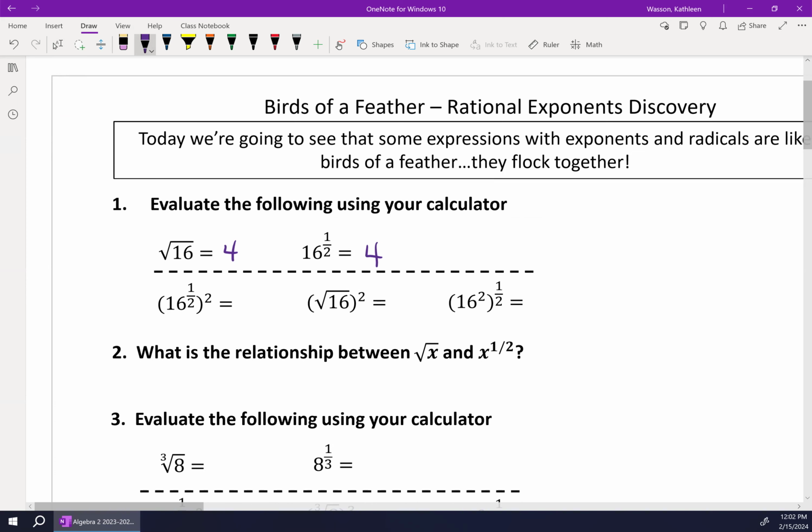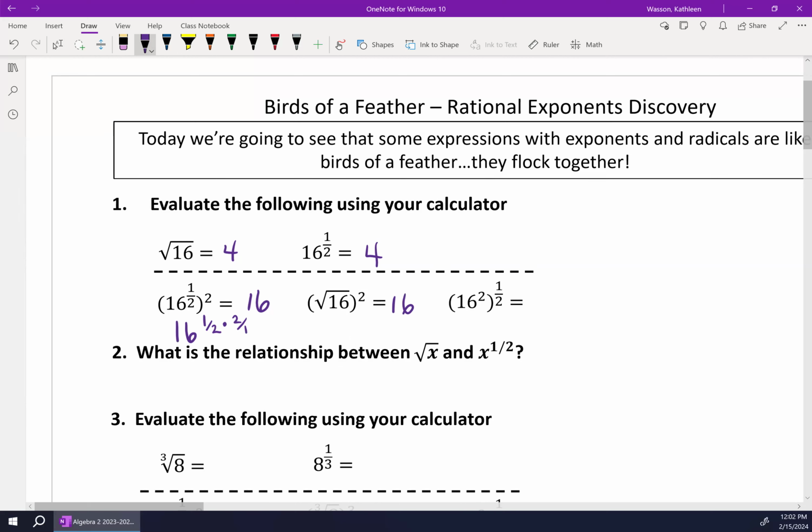16 to the 1/2, squared. So this is 16 to the 1/2 times 2/1. That's the way the exponent property works: if you raise something with an exponent to a second power, you multiply those exponents together. This is 16. Also, we've already gone over square roots. If you square a square root expression, those are inverse operations and you get 16.